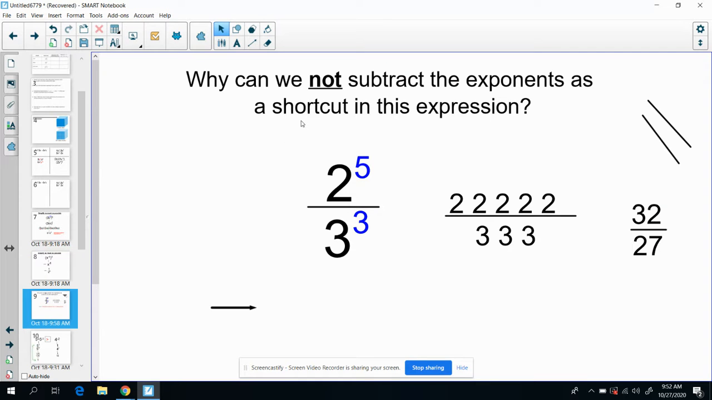All right. Why can we not subtract the exponents as a shortcut in this expression? So here we see the expanded form, right? 2 to the 5th comes out to be 32. 3 cubed is 27. The answer to this is the bases are not the same, so nothing cancels, right? So you could write this as 2 to the 5th over 3 cubed, which is 32 over 27 when you evaluate it, right? Or you can leave it as powers here.